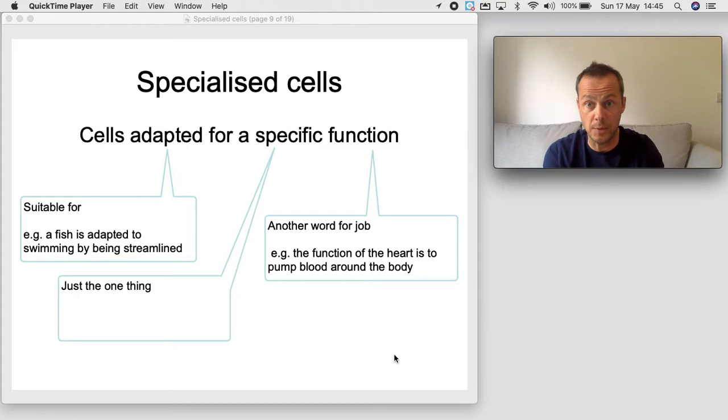What is the function of this organ? What is the function of this cell? So the function of the heart is to pump blood around the body. So when we are looking at specialised cells, we're really looking at those 2 points. How it's adapted to serve its function. What special bits has it got to help it do its job?